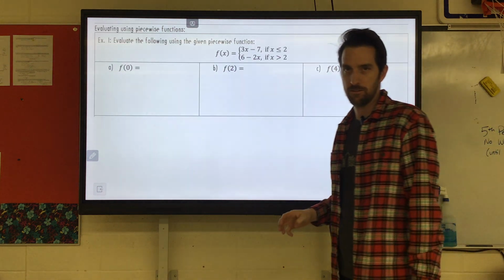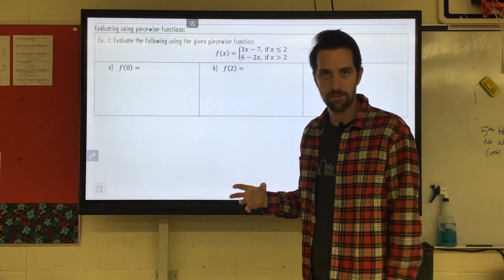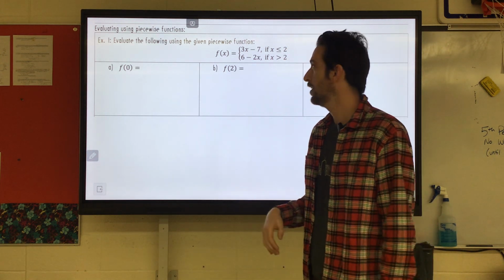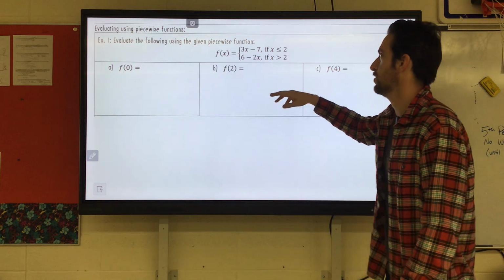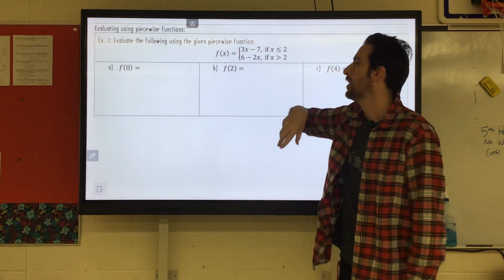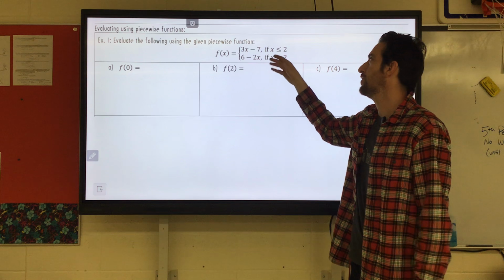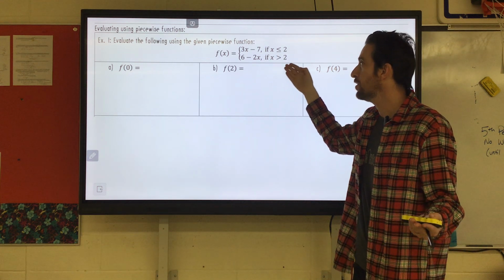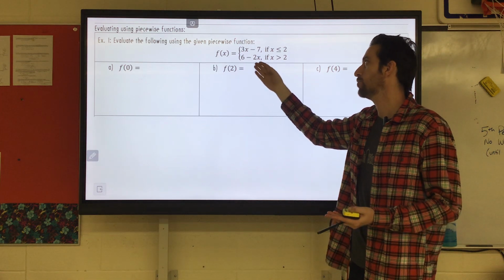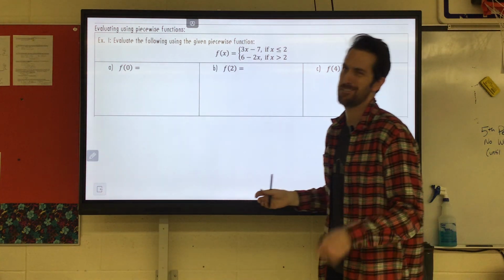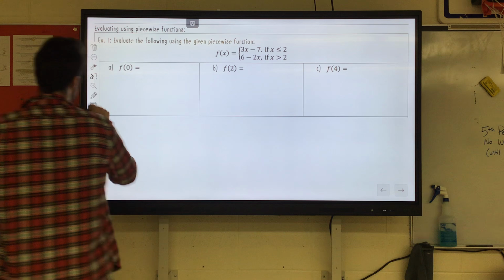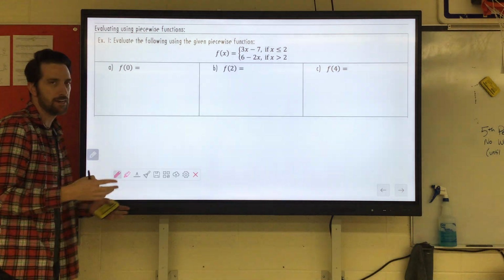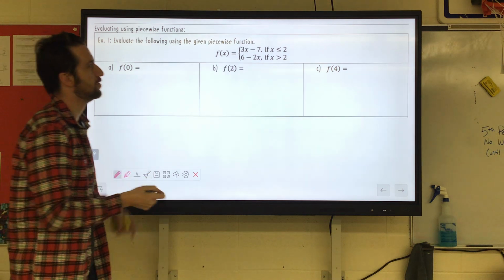Evaluating a function, though. They're going to give you an x to plug in, and you have to use the correct equation based on that x. So here's our piecewise function. f of x, or y, equals 3x minus 7 if x is less than or equal to 2. But if x is greater than 2, y equals 6 minus 2x. All right, so they want to know, how about f of 0, aka when x is 0. Well, which one does that fall into?